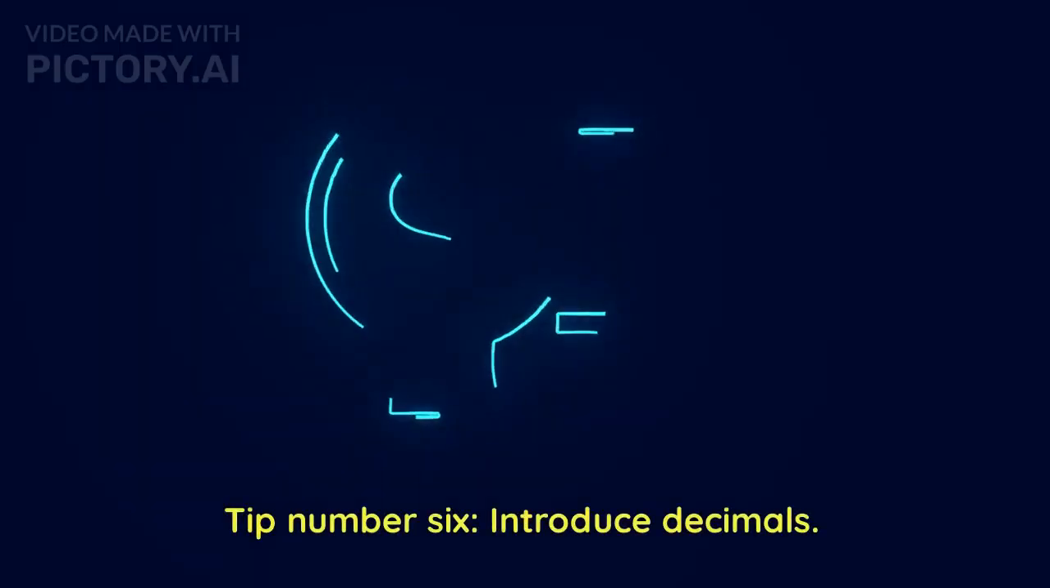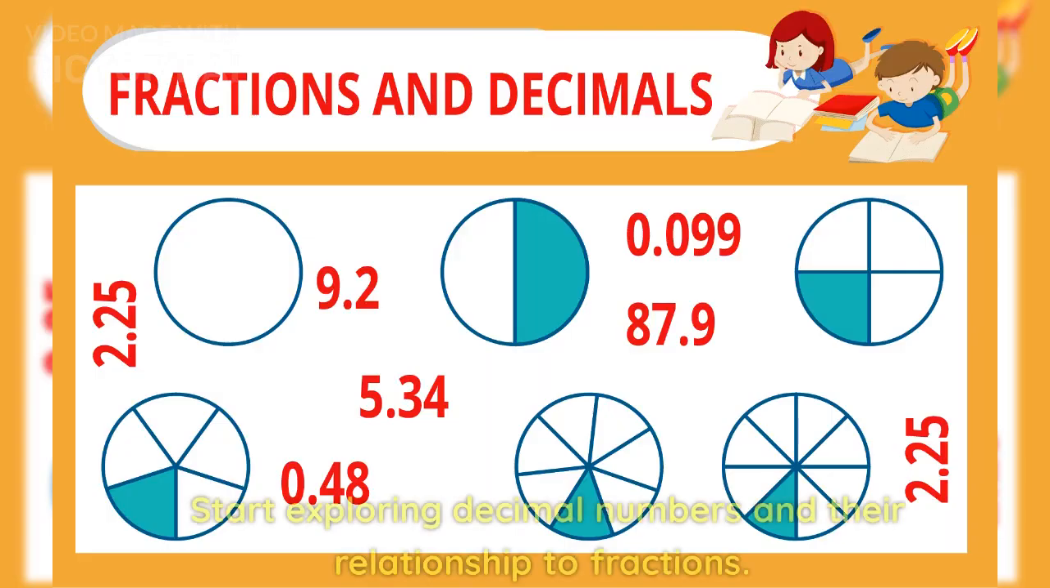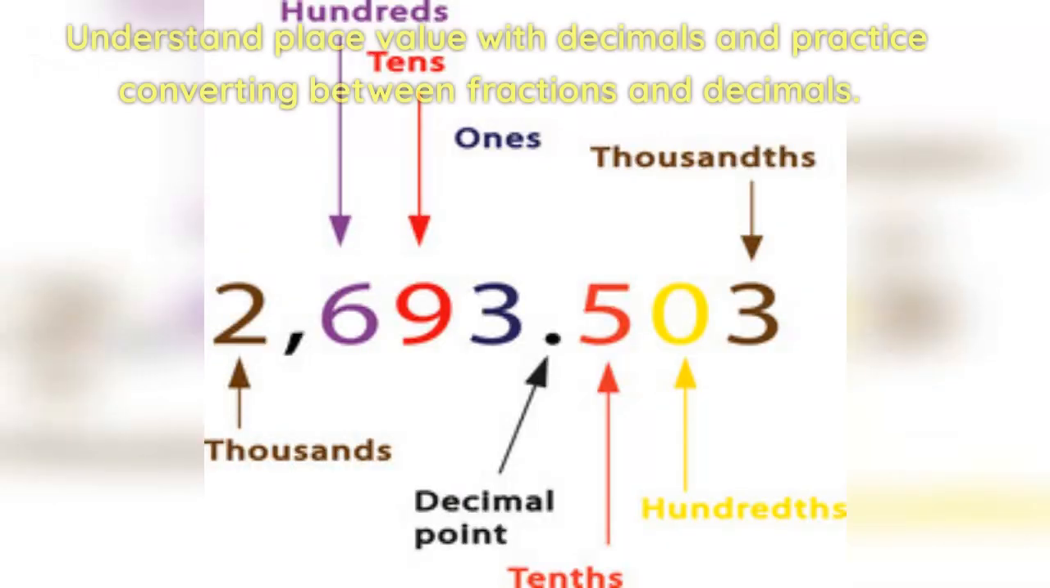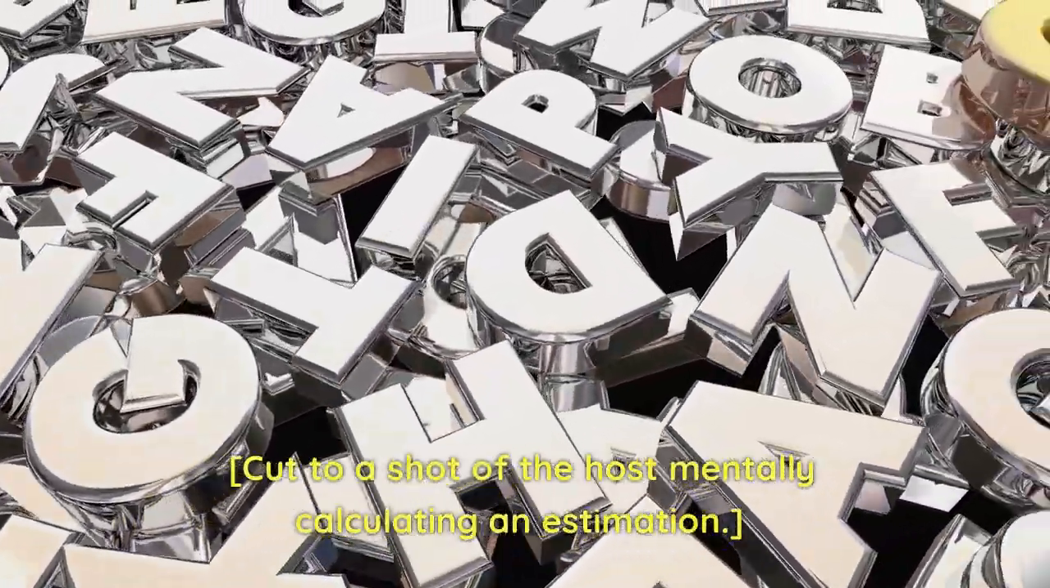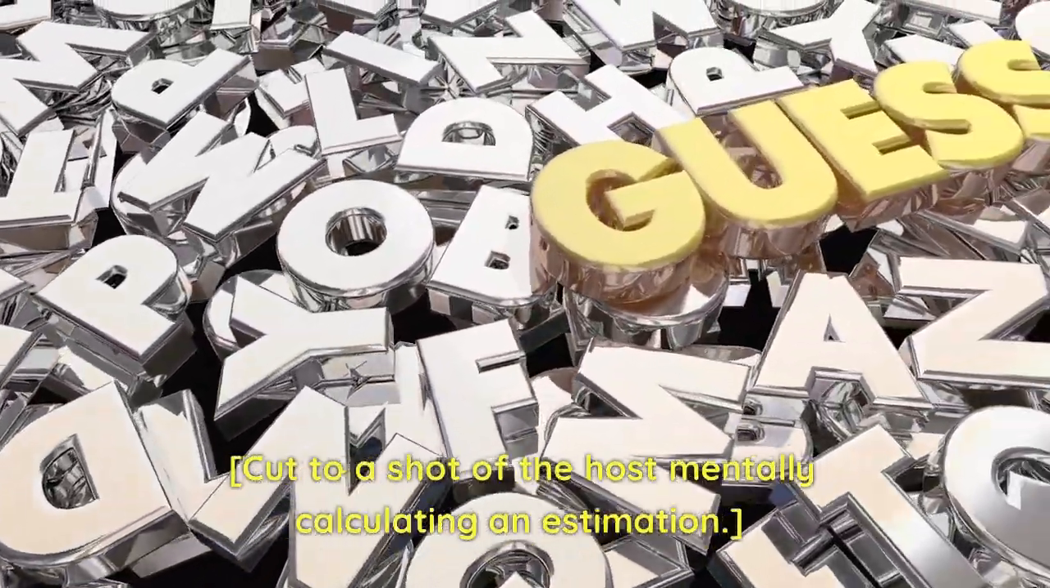Tip number 6. Introduce decimals. Start exploring decimal numbers and their relationship to fractions. Understand place value with decimals and practice converting between fractions and decimals. Cut to a shot of the host mentally calculating an estimation.